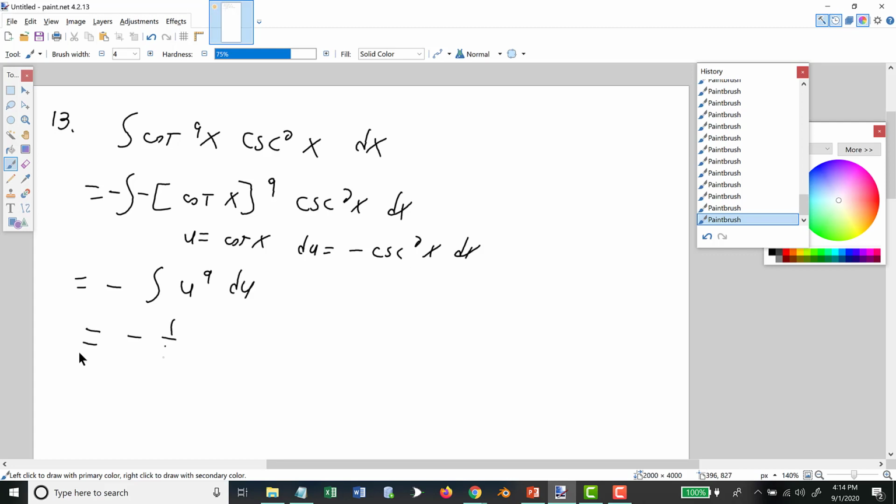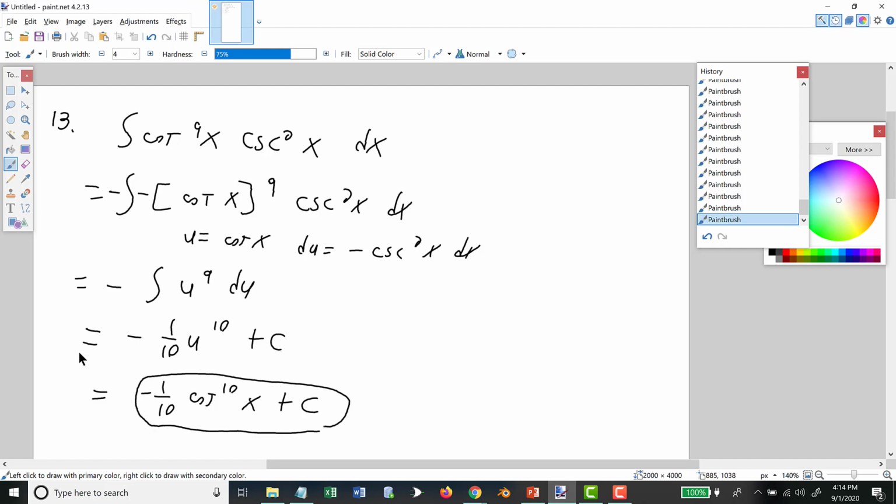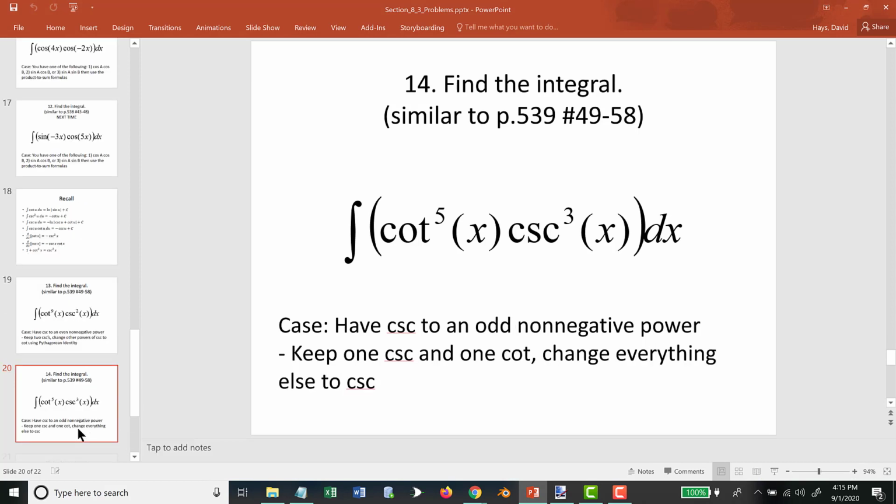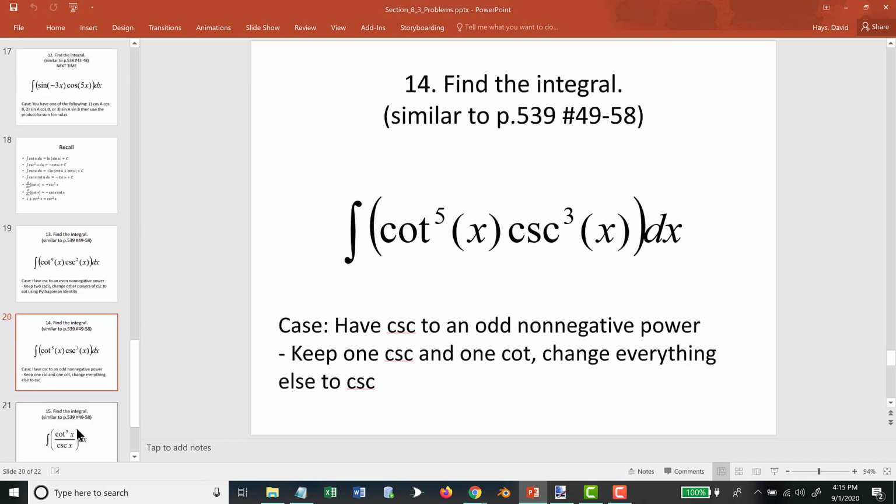Add 1 to my power, divide by my new power, plus c. And then I'll plug my u back in, the cotangent. So I got negative 1/10 cotangent to the 10th power of x plus c. And that's our answer. That one is pretty easy, actually. Okay, let's take a look at this one.